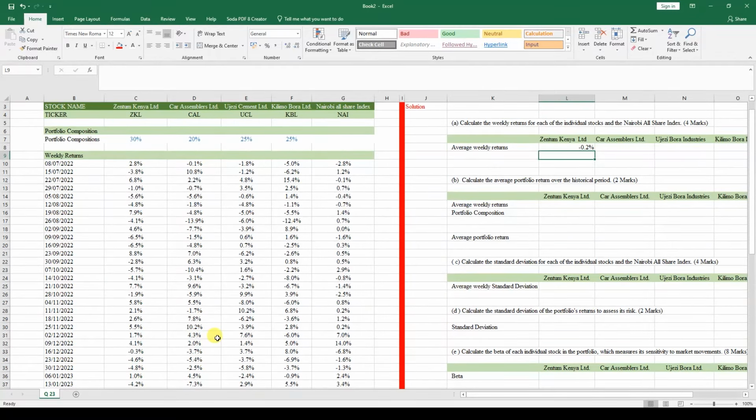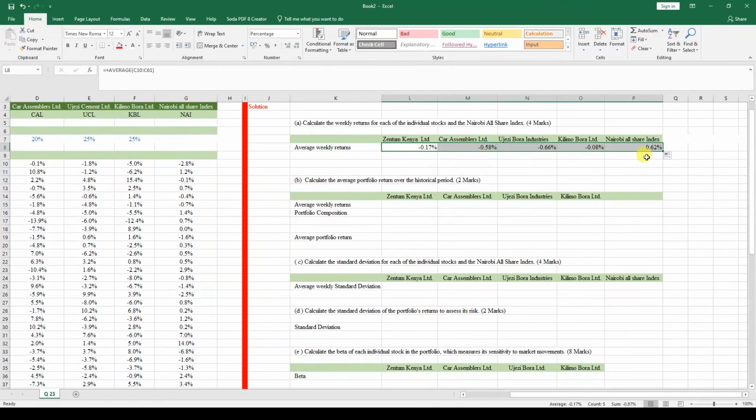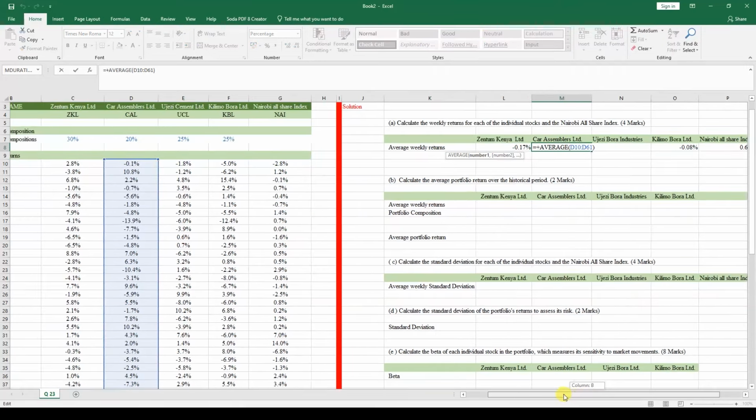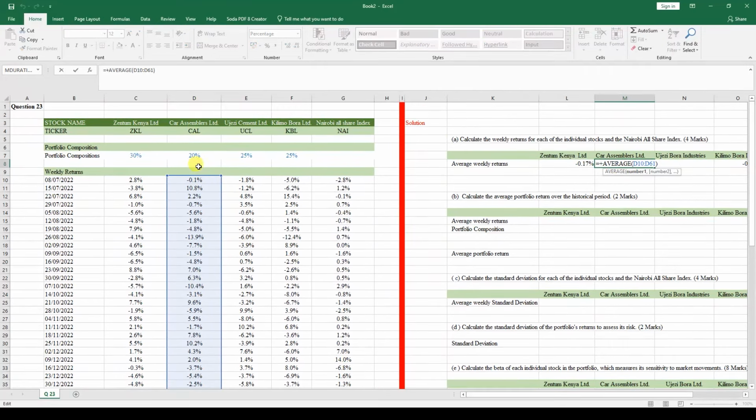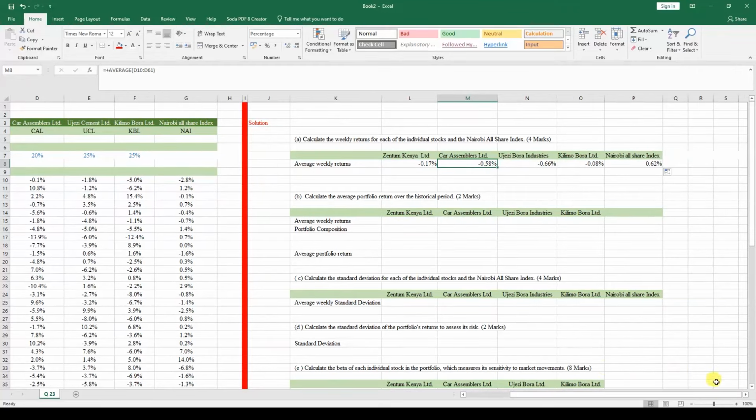So you're saying that the average return should be negative 0.2%. Let's put it to two decimal places, up to there. And if we were to drag it moving towards the right, we wouldn't be wrong, because it picks the average for car assemblers. You can see car assemblers, it picks it right there. So that's the average weekly returns given to us right there. Escape. We move ahead and answer part B of the question.